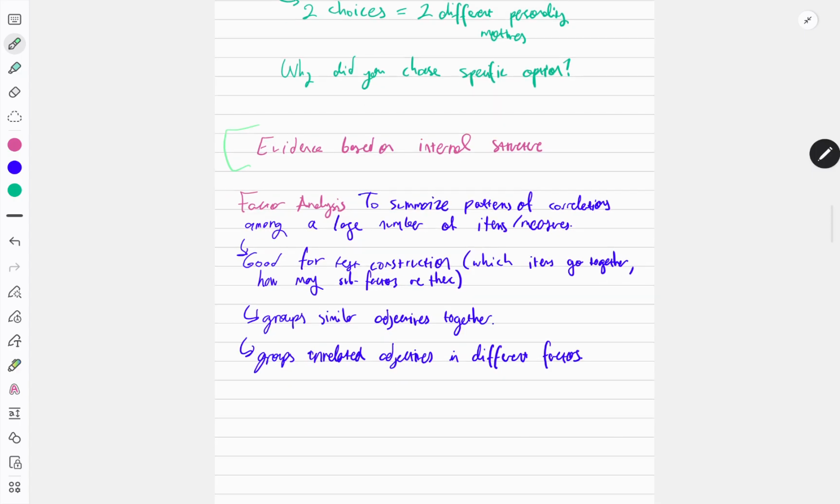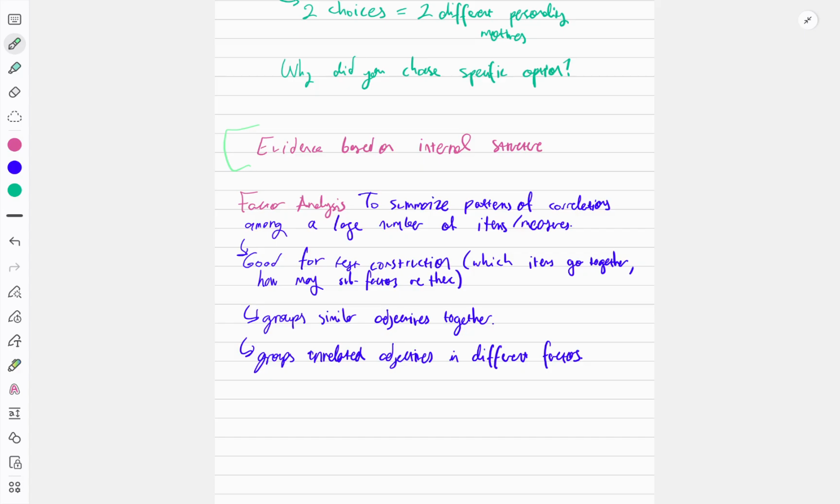This can be done by factor analysis. Factor analysis is used to summarize patterns of correlations among a large number of items and measures. So it is good for test construction, like which items go together and how many sub-factors there are. It groups similar adjectives together and groups unrelated adjectives in different factors. So we can see the actual correlations that we are looking for.